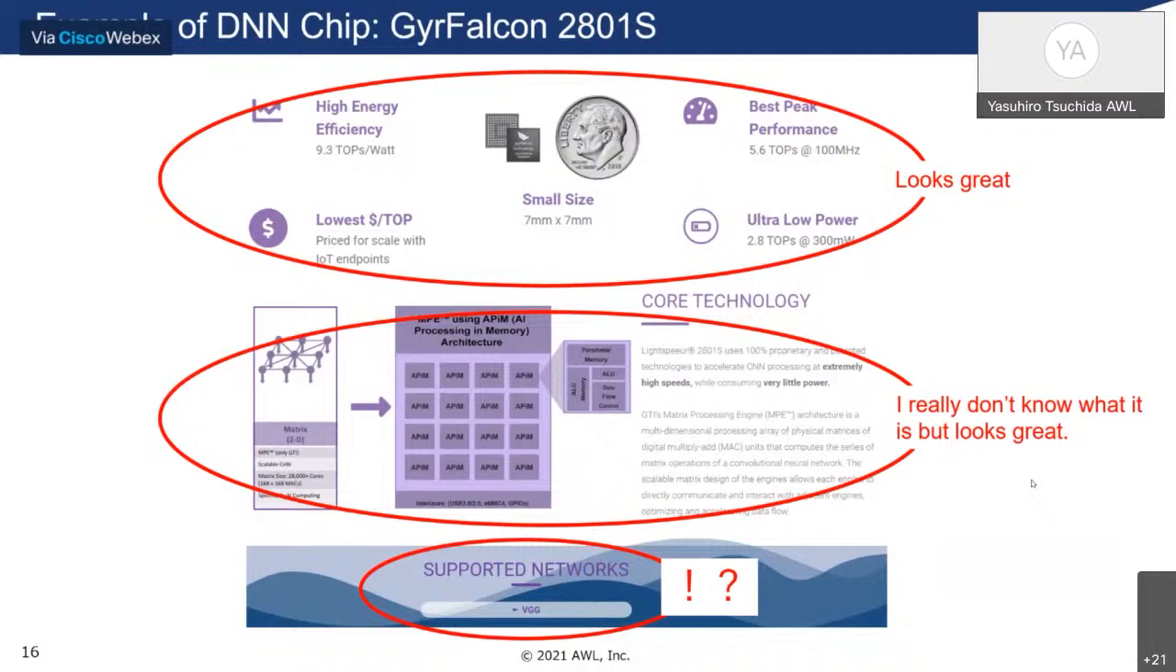Because the several operators should be converted to other operators which the DNN chip supports. For example, the DNN chip, the GeoFalcon 2801F, is just supporting VGG. It's a very high limitation. The models should be converted to the VGG, so it's not realistic to utilize with the modern models.